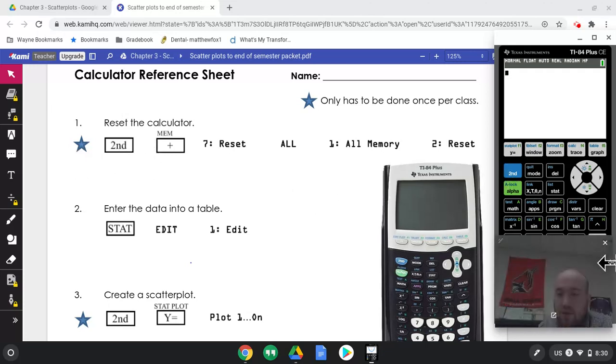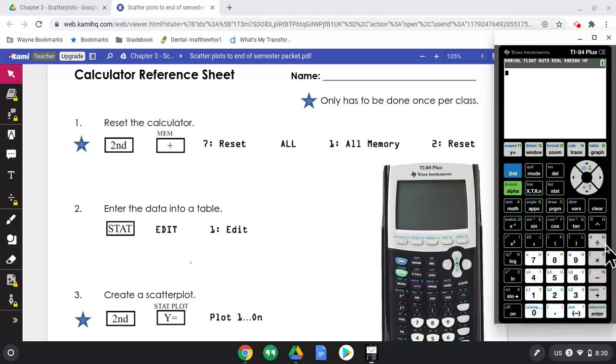Let me close out of this picture so you can see the whole calculator. I'm going to do second, and then over here with the plus, I'm going to hit memory. Now we're going to do number 7, so reset. Then I scroll over to all, it's on all memory, and I hit enter. Then I choose option 2 to reset it. Notice here it says the memory is cleared. Okay, so we're good.